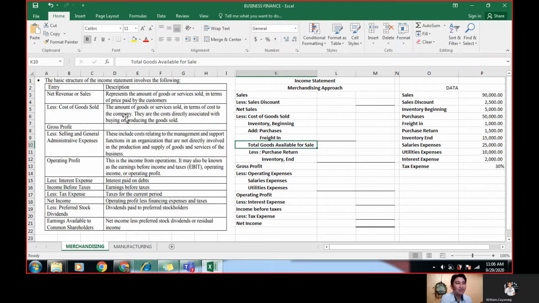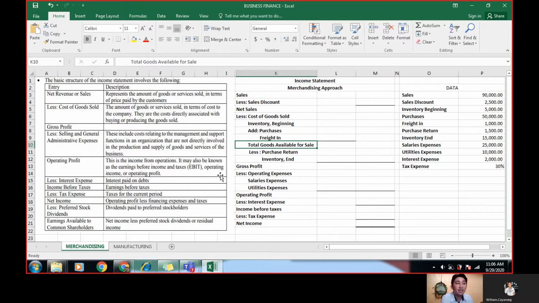Okay, so from the gross profit, we are going to deduct selling and general administrative expenses. These include costs relating to the management and support functions in an organization that are not directly involved in the production and supply of goods and services of the business. So these are the expenses incurred by the business. It could be from selling activities or from administrative activities. After deducting the selling and administrative expenses from your gross profit, you will have your operating profit. This is the income from your operations.